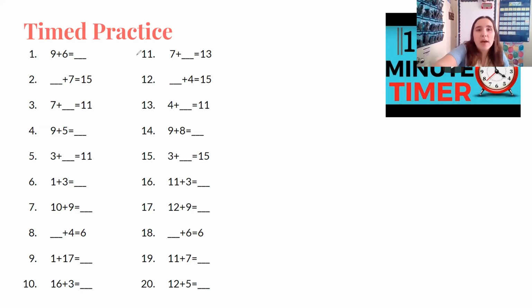Now, if you get one right, just put a little check mark next to it or a little star if you'd like to. If you get it wrong, just leave it blank, okay? Don't do anything with it. Here's what we have. 9 plus 6 equals 15. 8 plus 7 equals 15.